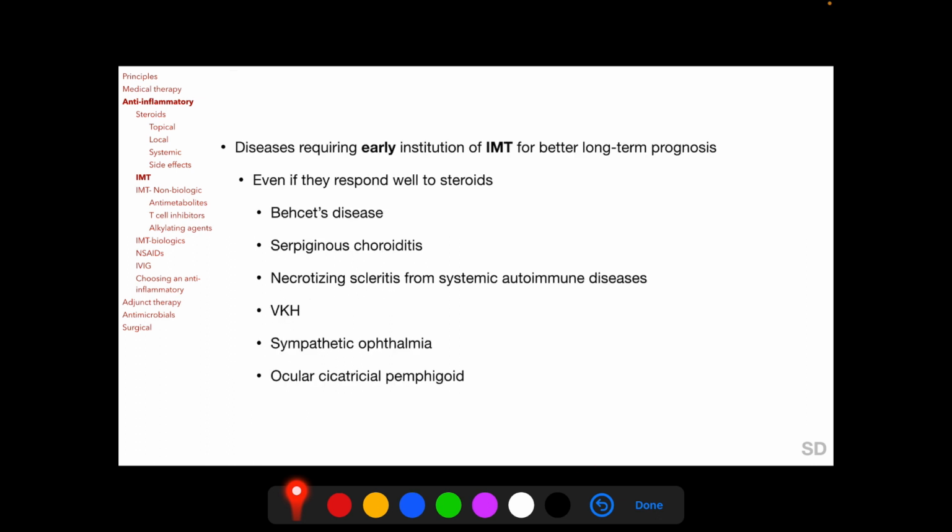And there are certain uveitis entities which, even though they respond well to steroids early on, it has been found that when IMT is also instituted early on along with the steroids, they have a better long-term prognosis. And these entities include Behçet's disease, serpiginous choroiditis, necrotizing scleritis from systemic autoimmune diseases, Vogt-Koyanagi-Harada syndrome, sympathetic ophthalmia, and ocular cicatricial pemphigoid. So if we encounter any of these uveitis entities, we need to institute IMT early on in the disease along with steroids for better long-term prognosis.